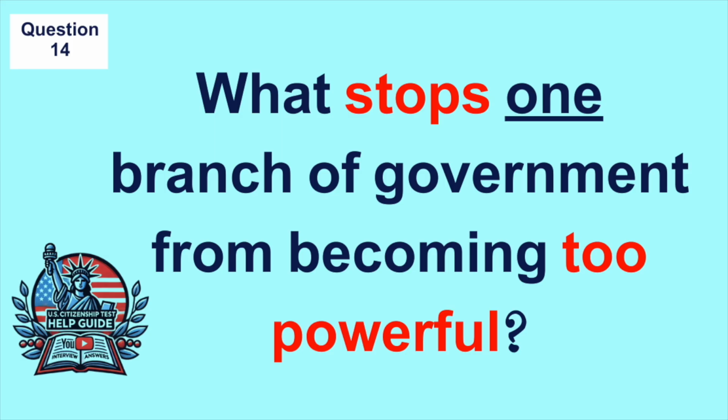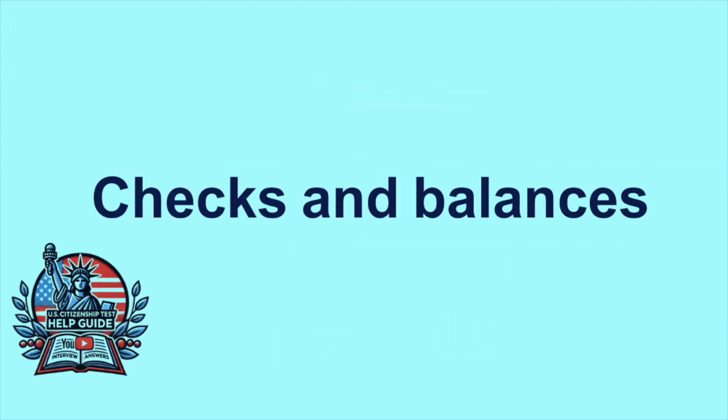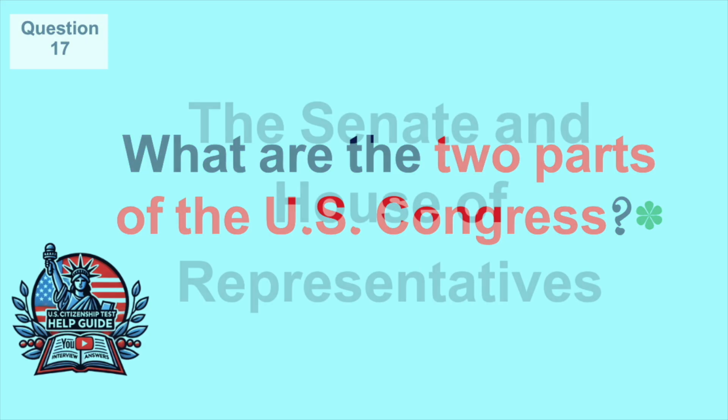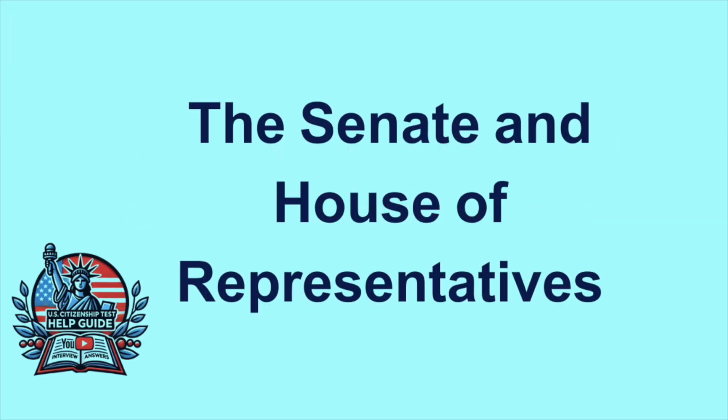What stops one branch of government from becoming too powerful? Checks and balances. What are the two parts of the U.S. Congress? The Senate and House of Representatives.